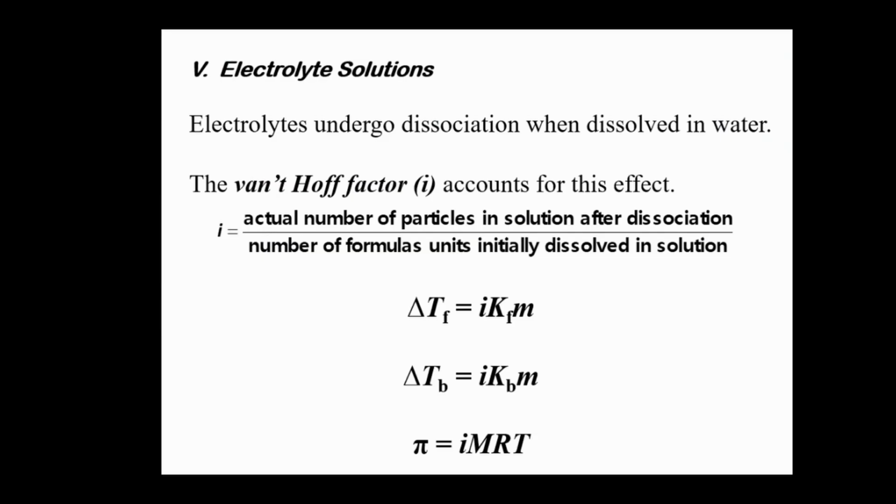So here are our 3 colligative properties. We've looked at freezing point depression, boiling point elevation, osmotic pressure. But now we've thrown in a new little thing, this i. So we typically use this when we're dealing with electrolyte solutions. It's called the van 't Hoff factor. And it accounts for the fact that electrolytes dissociate. And the factor is the actual number of particles in solution after dissociation over the number of formula units initially dissolved in solution. That is the van 't Hoff factor.